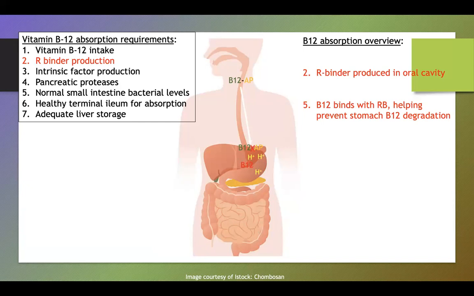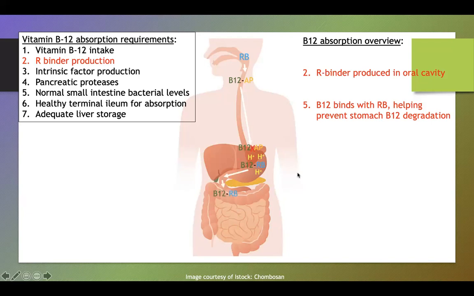And so we won't get any B12 that's actually absorbed. Now, if we actually have R binder or haptocorrin in our oral cavity, what happens is that the hydrogen ions again will dissociate this, but before B12 can get eaten up by these hydrogen ions, it'll be bound to R binder.